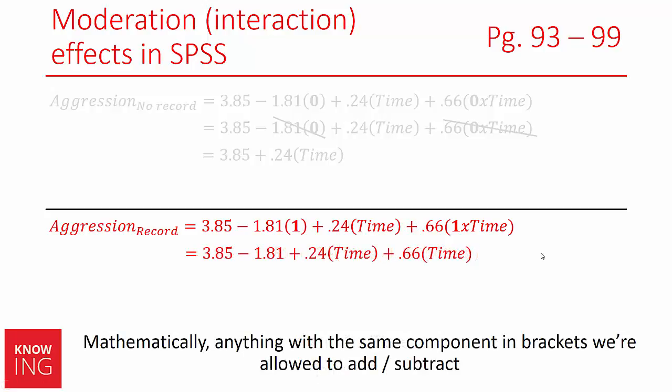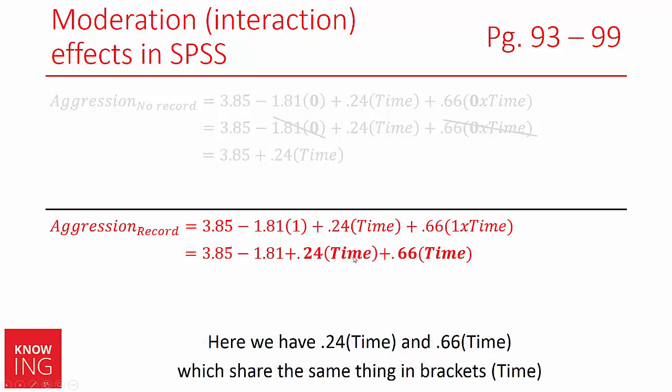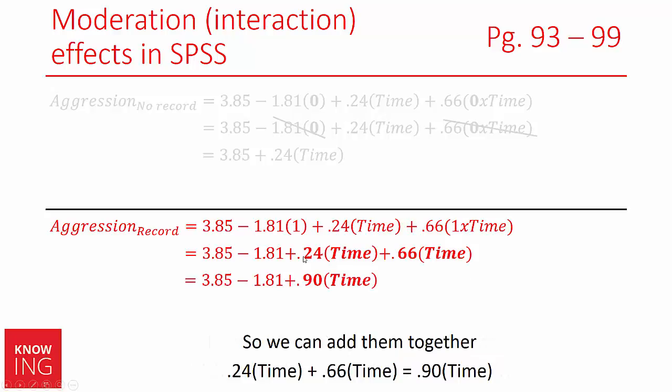Now, mathematically, the way we deal with things in brackets is that if it has the same component in brackets, you're allowed to add them and subtract them and do all sorts of funky things with them. Here we have two things which have the same thing in brackets, time, 0.24 time and 0.66 times to be specific. So what I can do is just do 0.24 time plus 0.66 time. So 0.24 plus 0.66 is 0.90, and you leave the thing in bracket as it is, which is just time.